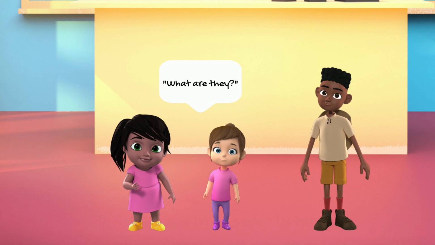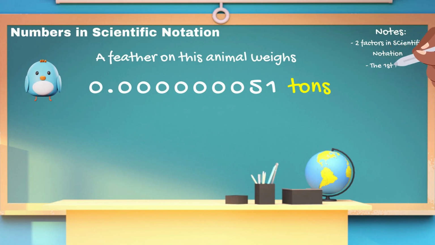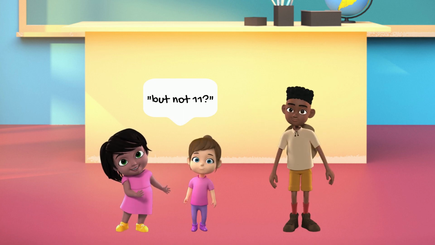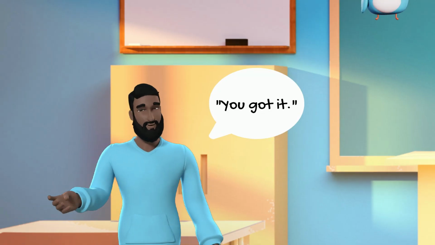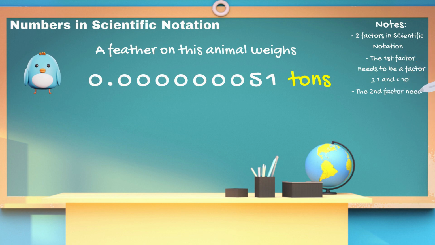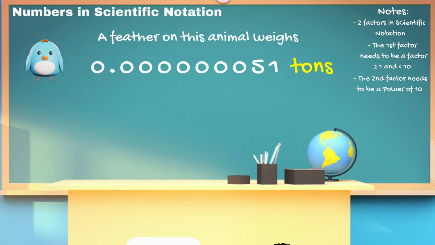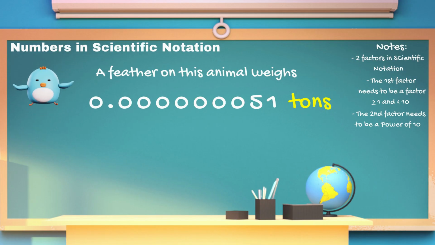What are they? The first part, or factor, has to be a number greater than or equal to 1 and less than 10. Like 2 or 7, but not 11? Yep, you got it. The second part, or factor, has to be a power of 10. How do we find the power? I'll show you. So let's take this number.